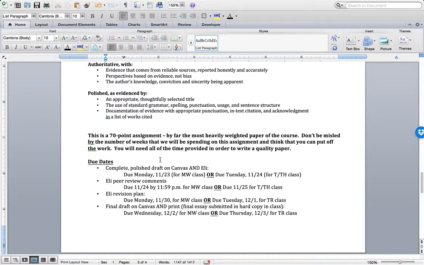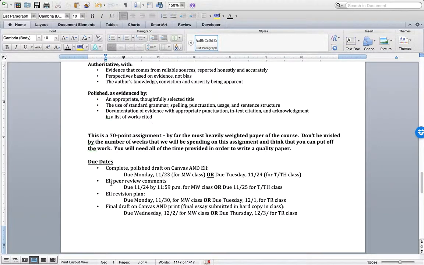So we have several due dates here, and these correspond to your course calendar. Notice on here that I'm listing 2 due dates for each bulleted item, Monday or Wednesday for the Monday-Wednesday class on campus, or Tuesday-Thursday for my Tuesday-Thursday class at Fulton. So we have a deadline for the complete polished draft, which you can see is 23rd or 24th of November, down the road a ways.